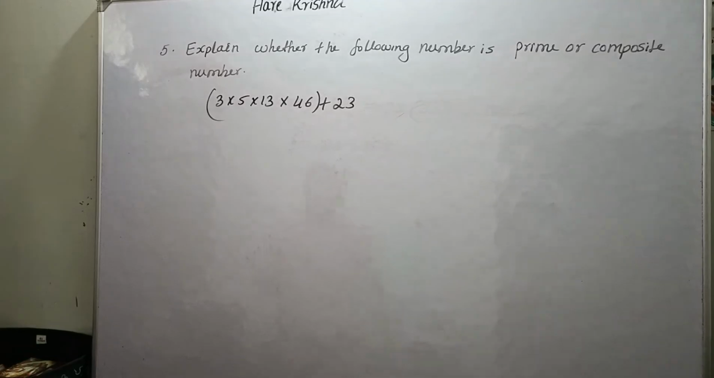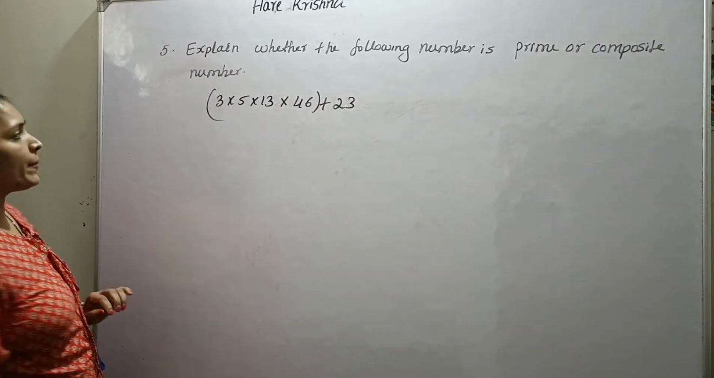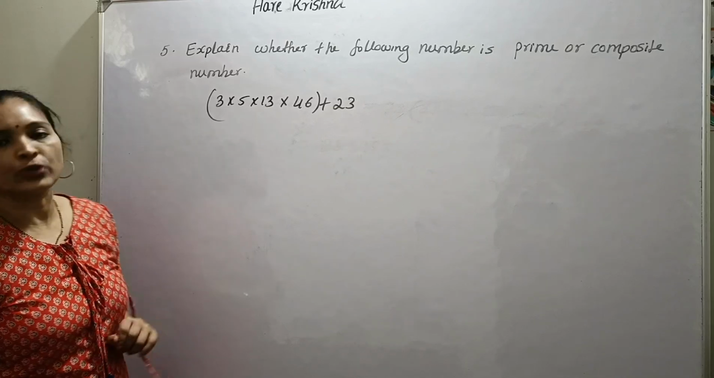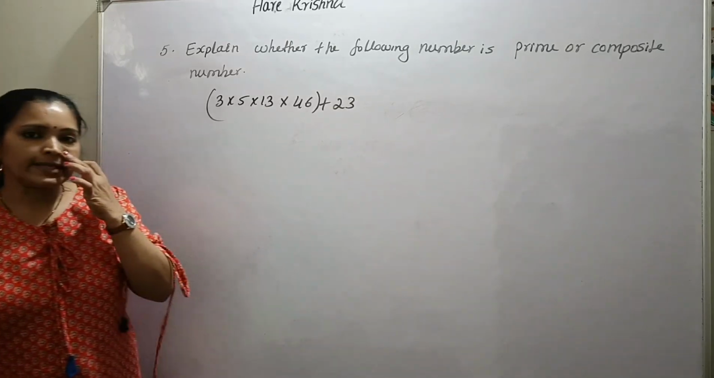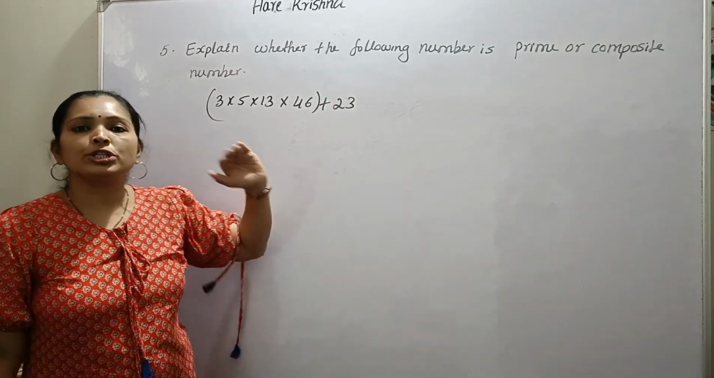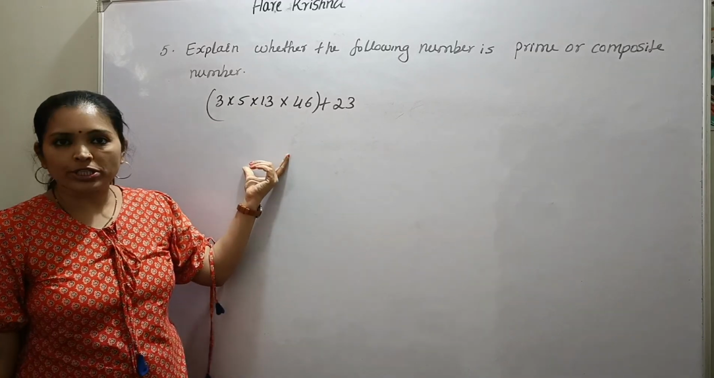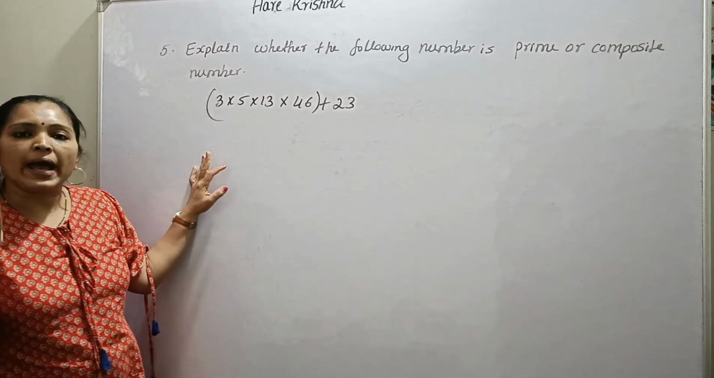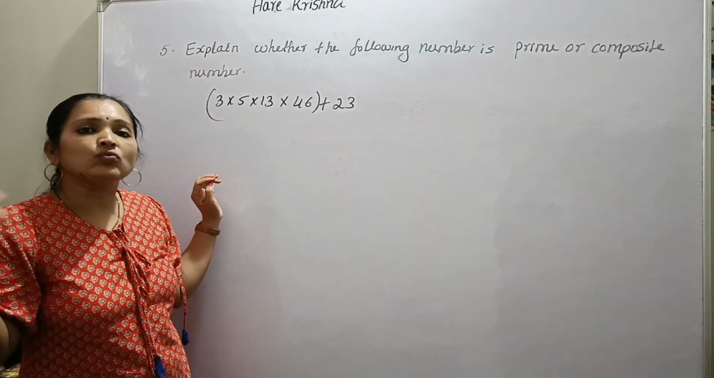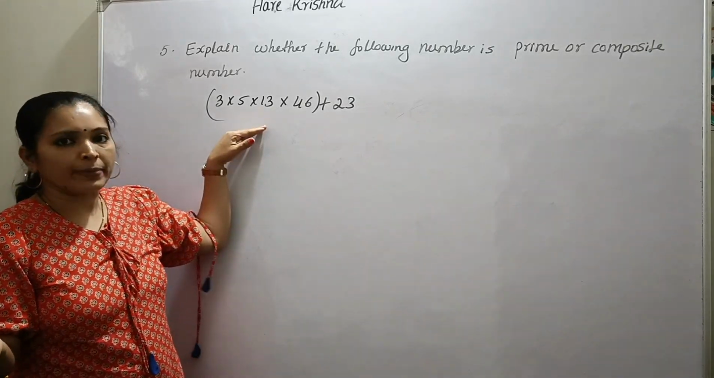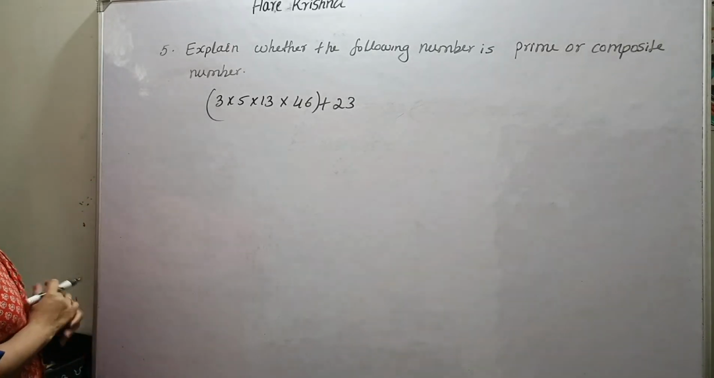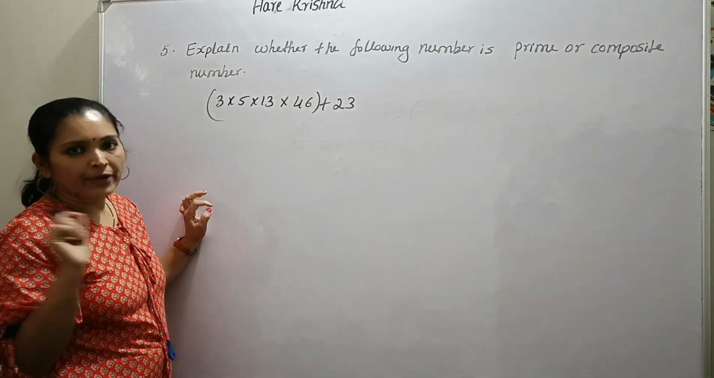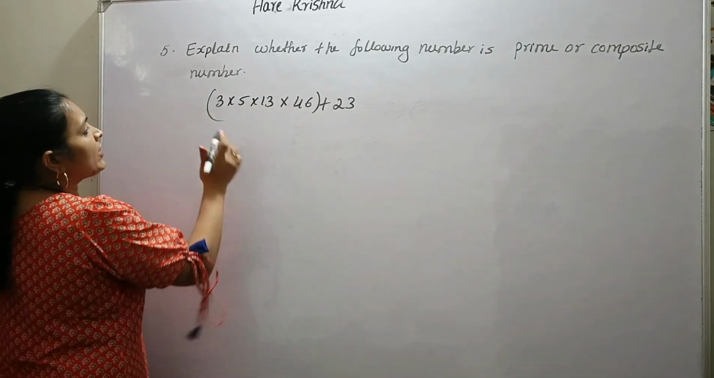Explain whether the following number is prime or composite: 3 into 5 into 13 into 46 plus 23. So let's check whether this number is composite or not. If it is not a composite number, then it is prime. If this number has factors other than 1 and itself, then it is a composite number. A composite number can be written as a product of prime factors. So let's simplify this one.